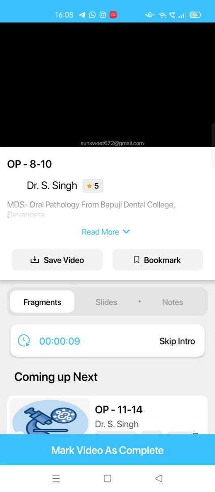The base of the triangle is towards the external surface, whereas the apex of the triangle formed is towards the DEJ. That means the apex in both these triangles are opposite in direction. This is seen in smooth surface caries.